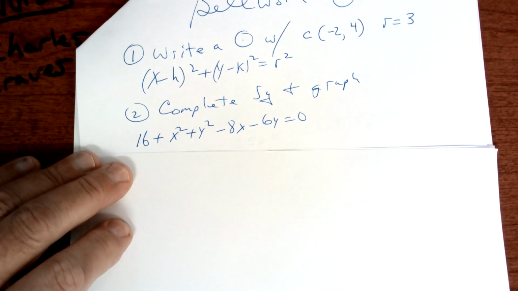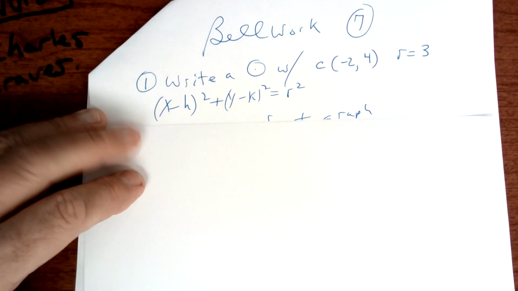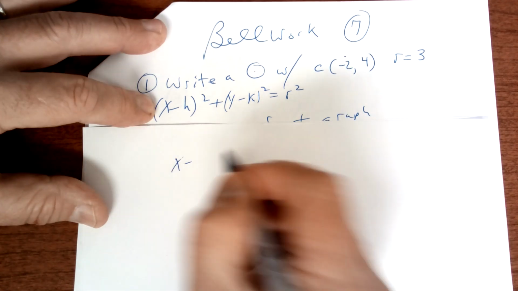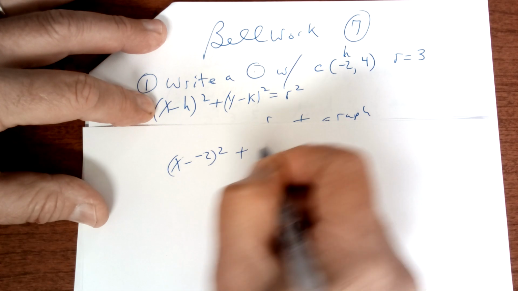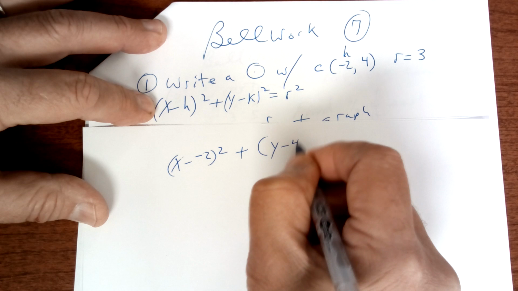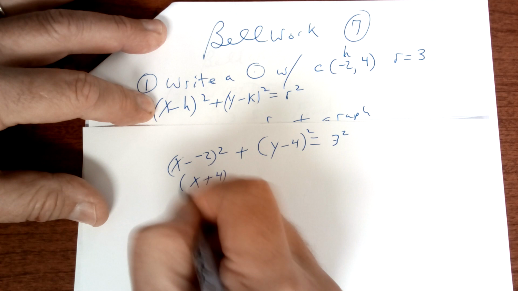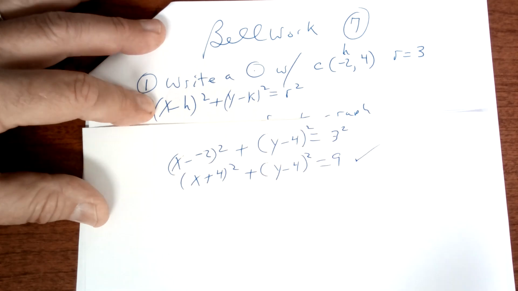Let's turn our attention now to 7th period. It says write the equation of the circle. Well, to do that, you're just going to substitute these numbers. So it's going to be x minus h, a negative 2, squared, y minus k squared equals radius squared. So it's going to be x plus 4, y minus 4 equals 9. There it is. That's the equation of a circle.